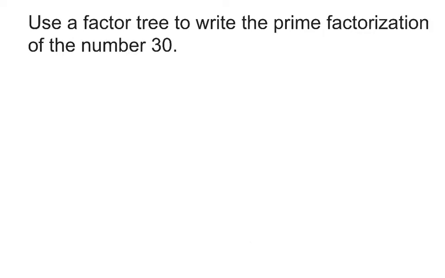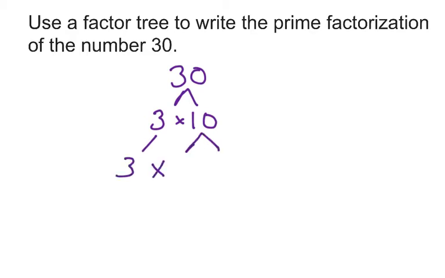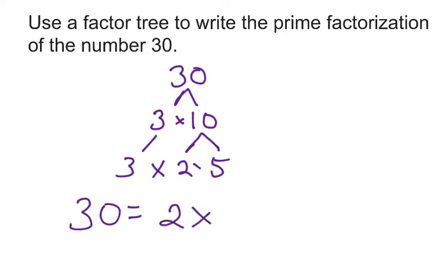Let's look at another example. Use a factor tree to write the prime factorization of the number 30. So again, using a factor tree, we can start with 30, and then we can break it up in more than one way, but we'll pick 3 times 10 as the obvious. 3 is prime, but 10 can be further broken up into 2 times 5. So the prime factorization of 30 is 2 times 3 times 5. We have no repeats, so no exponents.